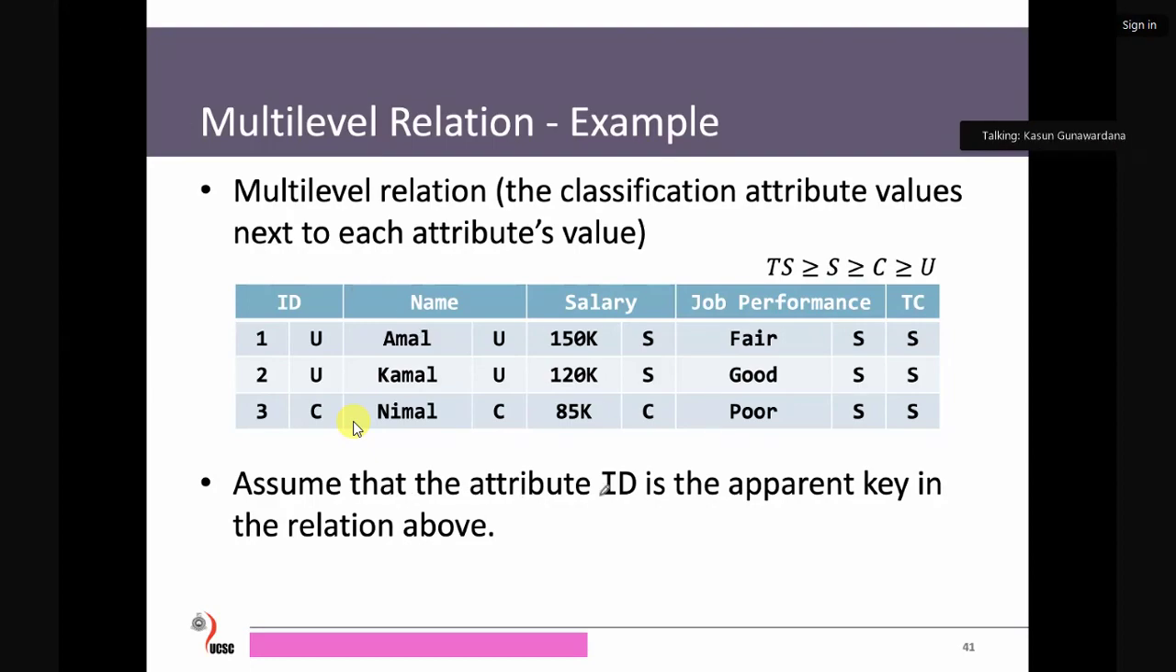So assume that the attribute ID is the apparent key, which means if we bring this same relation into a standard relational model, we would not see these classification attributes. So we will bring these columns, ID, name, salary, job performance, only with their data. So in such a context, ID will be the primary key. Therefore, we refer to this column as the apparent key in this multi-level relation.